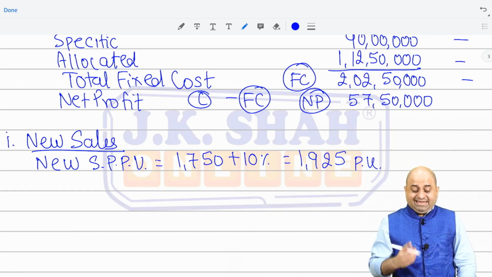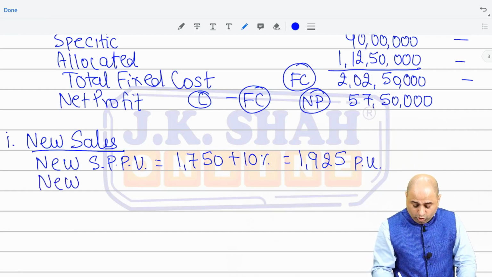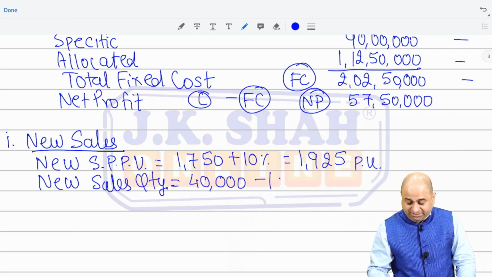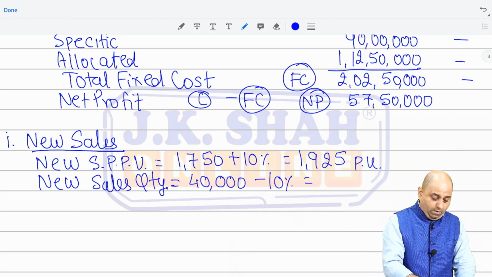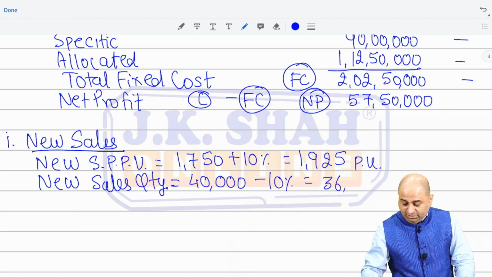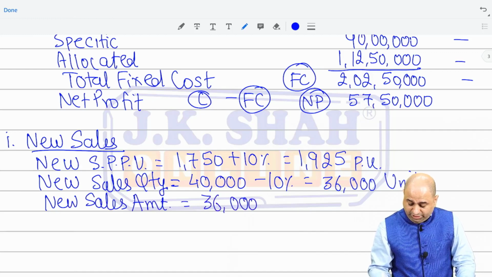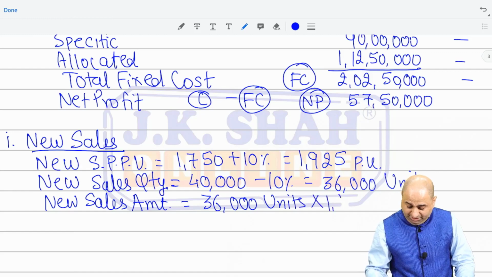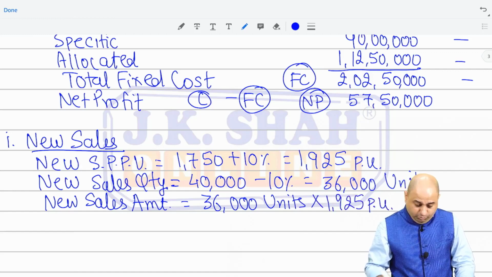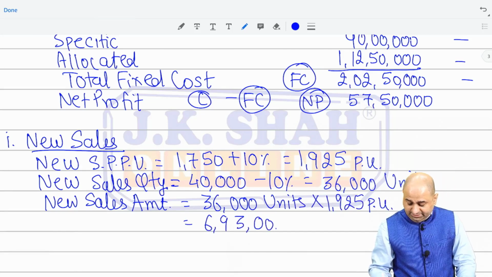And 10% reduction in sales volume. So new sales quantity. It was 40,000. I'll subtract 10% out of that. So 36,000 units. So new sales amount is equal to 36,000 units into 1925 per unit, 6 crore 93 lakhs.